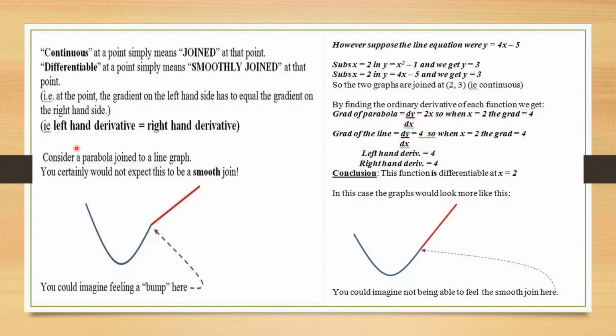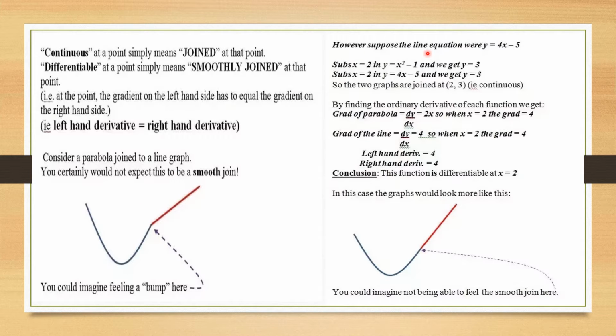A function will be differentiable at a point if, like limits, its left hand derivative is equal to its right hand derivative. So you can see that if this parabola is there, you would certainly not accept this to be a smooth joint. You know that this is not a smooth joint, so I can't say that the function is differentiable here.